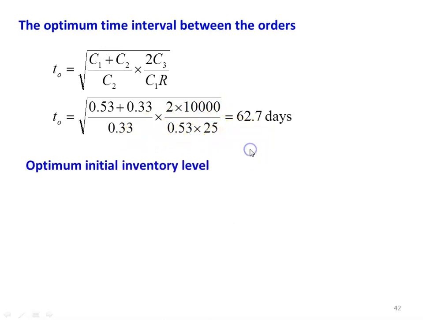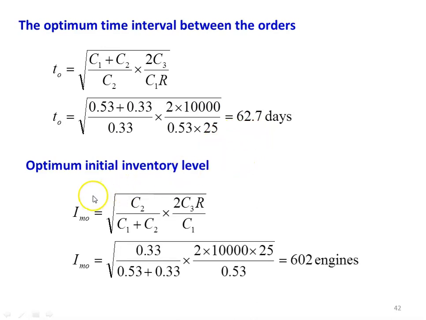And the optimum initial inventory level, IMO equal to square root of C2 by (C1 plus C2) into 2C3R by C1. So, substitute numerical values, IMO equal to square root of 0.33 divided by (0.53 plus 0.33) into 2 into 10,000 into 25 divided by 0.53 equal to 602 engines.